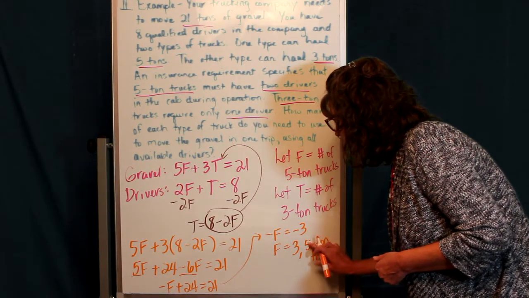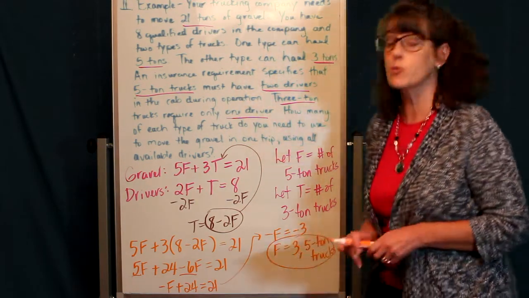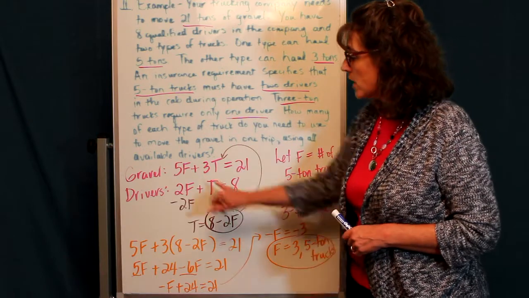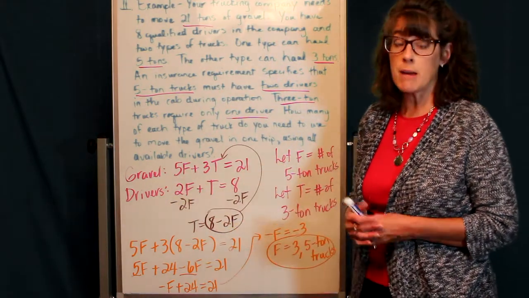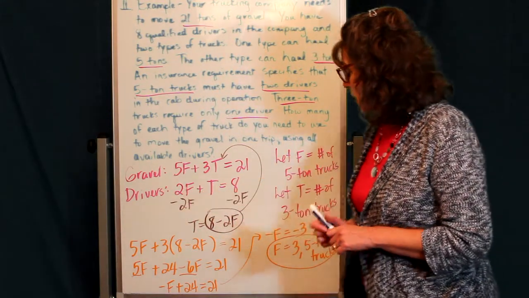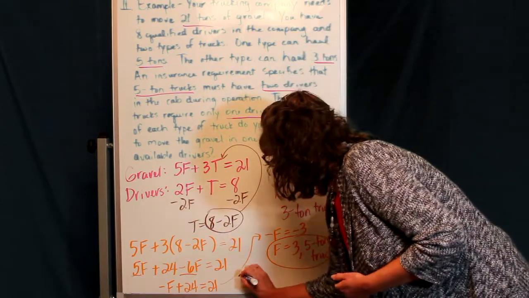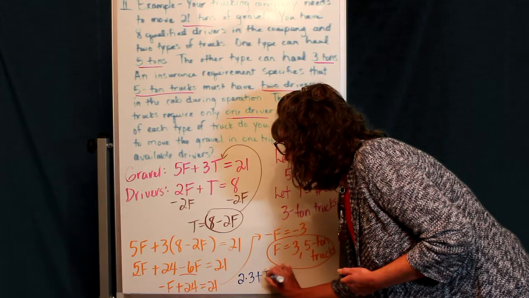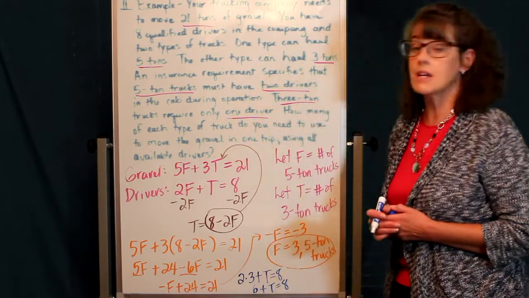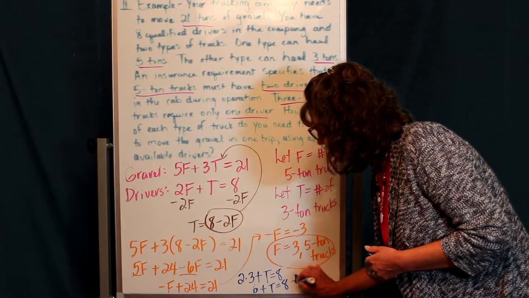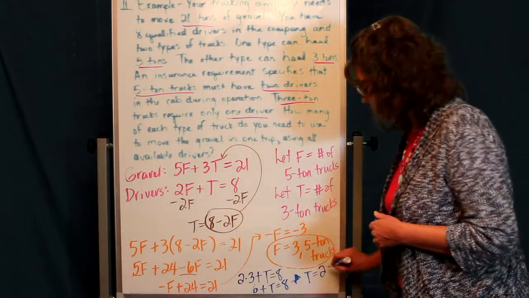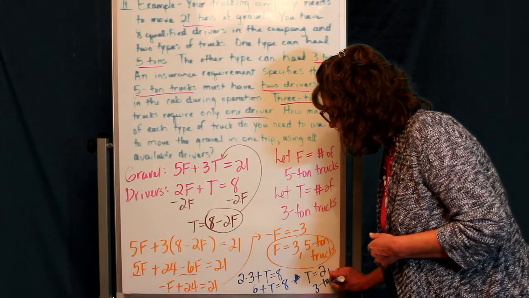But I also need to figure out how many of the 3-ton trucks I'm going to use. So I need to go back and say, well, if the F was 3, I can plug it in here, or here, or that one for that matter. It doesn't matter where you plug it. So I'm going to put it right into this one. I will now have 2 times the F, or in other words, 2 times 3 plus the T equals 8. 2 times 3 is 6. 6 plus T equals 8, which means I need to subtract 6 from both sides. And when I do, my T is going to be 2. What does that mean? T stood for 3-ton trucks. So I need 2 of the 3-ton trucks.